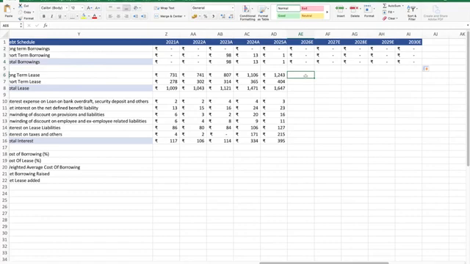Let's look at it from the lease perspective. How much lease are we planning to raise?